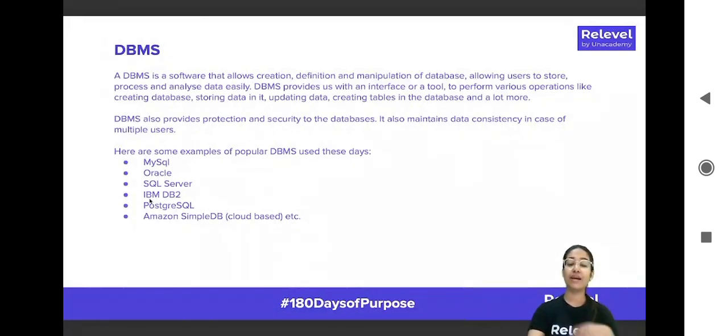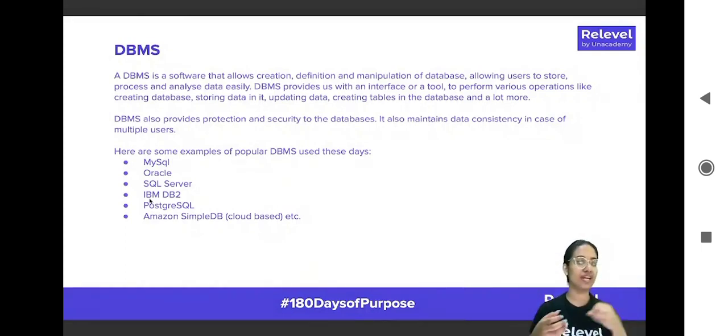We have MySQL as well. We have SQL Server. We have IBM DB2, right? We have PostgreSQL, and we also have Amazon SimpleDB, which is cloud based. So that software is storing all your information in the cloud. So these are all the popular ones, right?